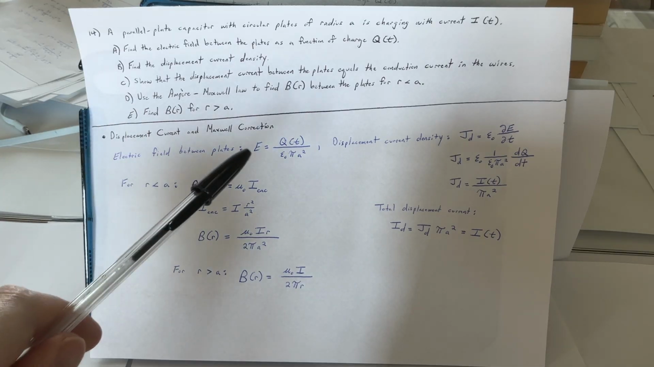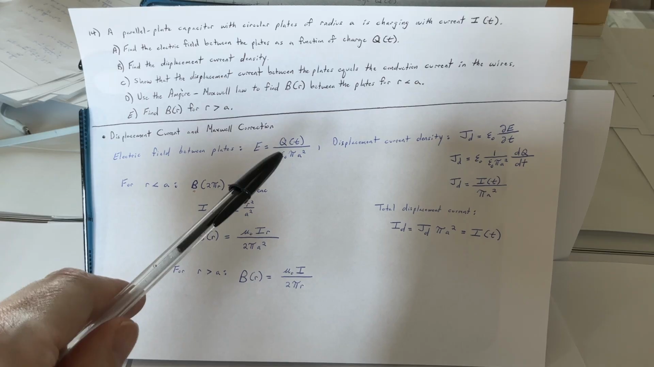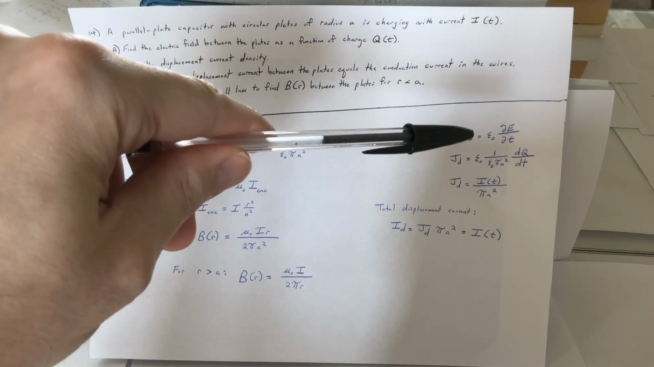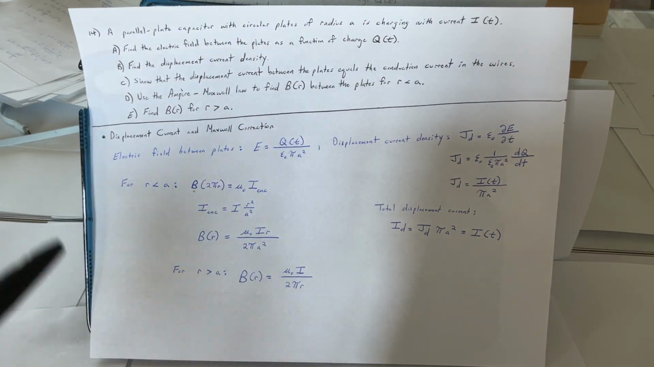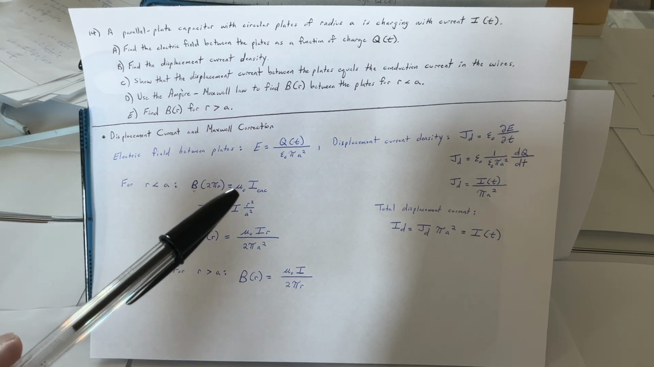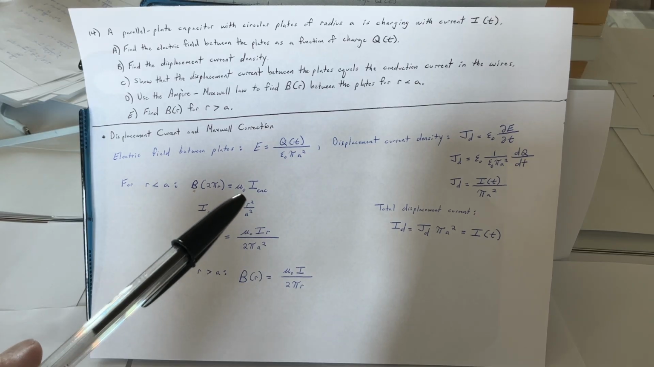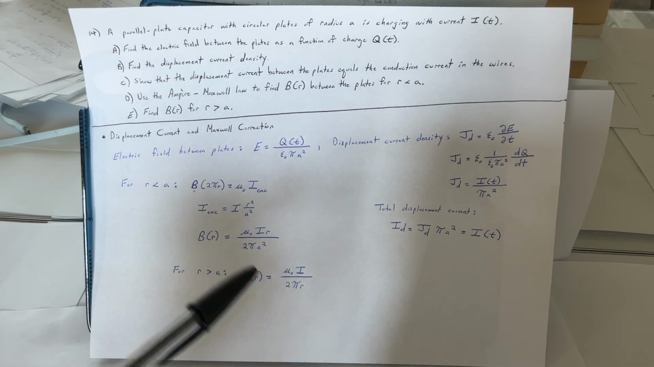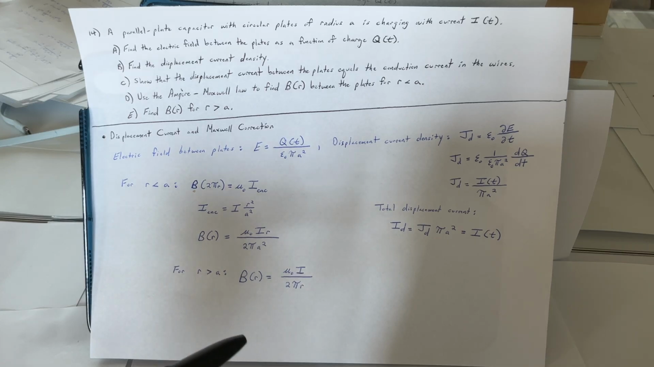So the electric field between the plates is here: E equals Q of t over epsilon naught pi A squared. Our displacement current densities are here for J sub D. And here for r less than A, B times 2 pi r equals this. So I sub enclosed is I of t times r squared over A squared. So B of r equals the following here. For r greater than A, B of r is mu naught I over 2 pi r.